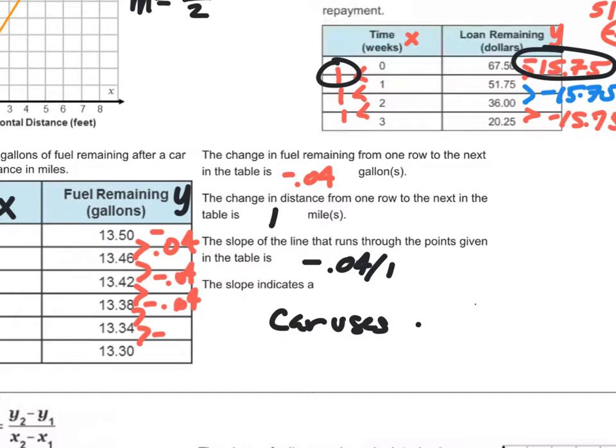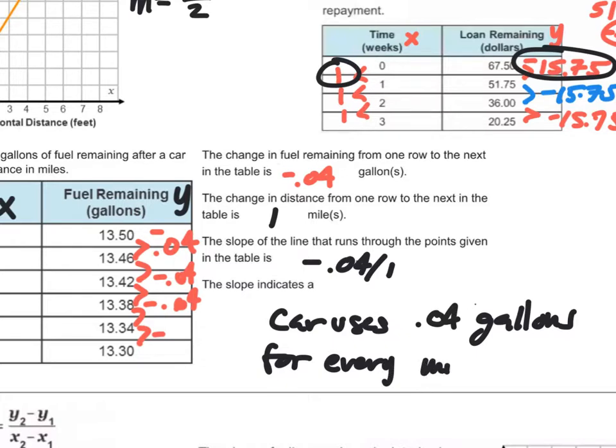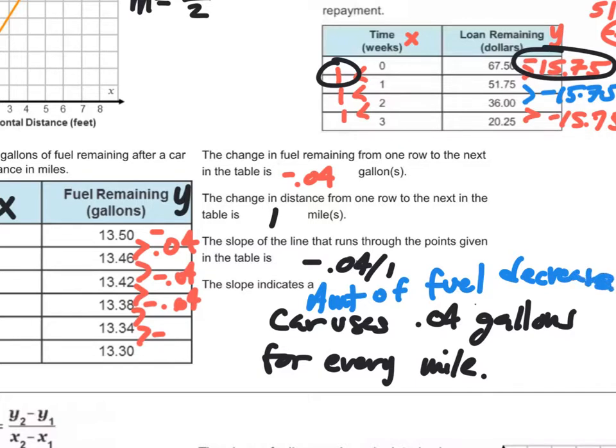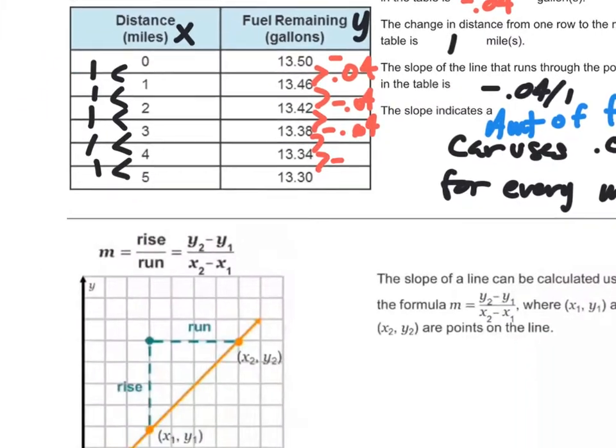And the slope indicates that the car uses 0.04 gallons for every mile, or you could say the amount of fuel is decreasing. You should say that. The car uses 0.04 gallons for every mile, but you should say that the amount of fuel decreases by 0.04 gallons for every mile. So you should say that it goes down and give it a value.